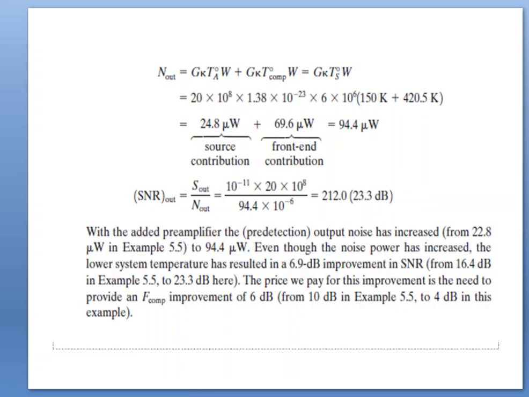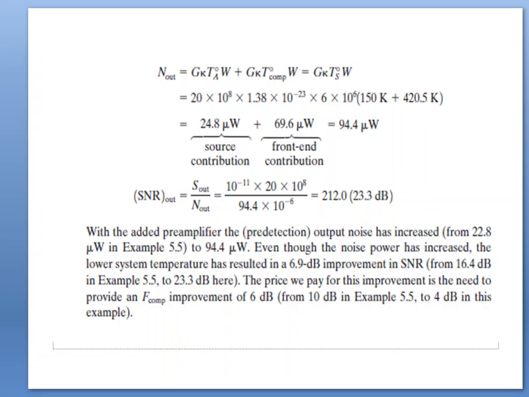We can conclude that with the added preamplifier, the output noise has increased to 94.4 microwatt. Even though the noise power has increased, the noise system temperature has resulted in a 6.9 dB improvement in SNR. The price we pay is that the improvement needs to be provided for an F composite improvement of 6 dB.